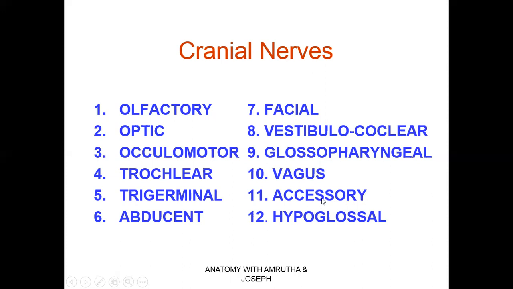Accessory nerve. Accessory nerve is a nerve which supplies some skeletal muscles like trapezius, sternocleidomastoid. They are supplied by accessory nerve. Hypoglossal nerve, as the name suggests, hypo below, glossal tongue. So this nerve is seen below the tongue, and this nerve is supplying the tongue.